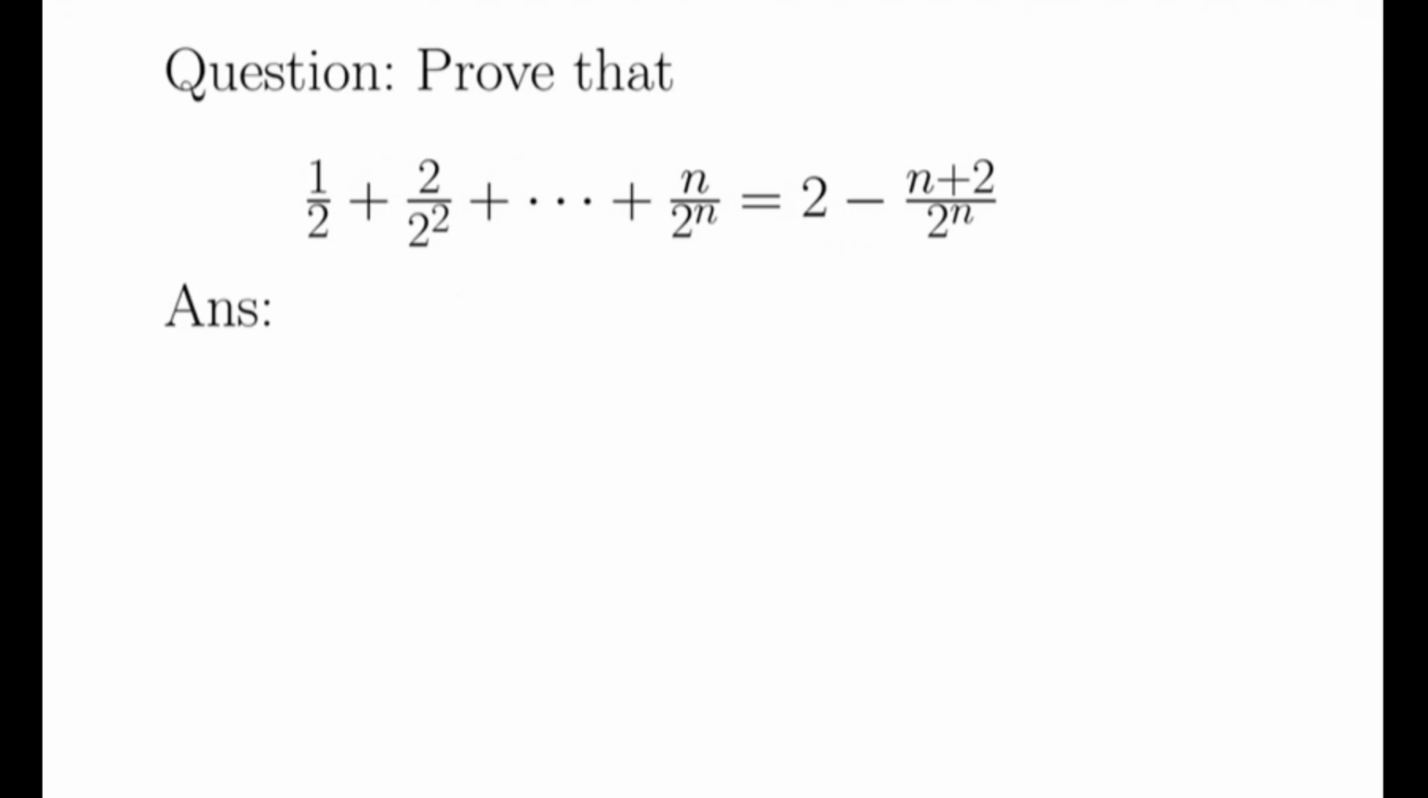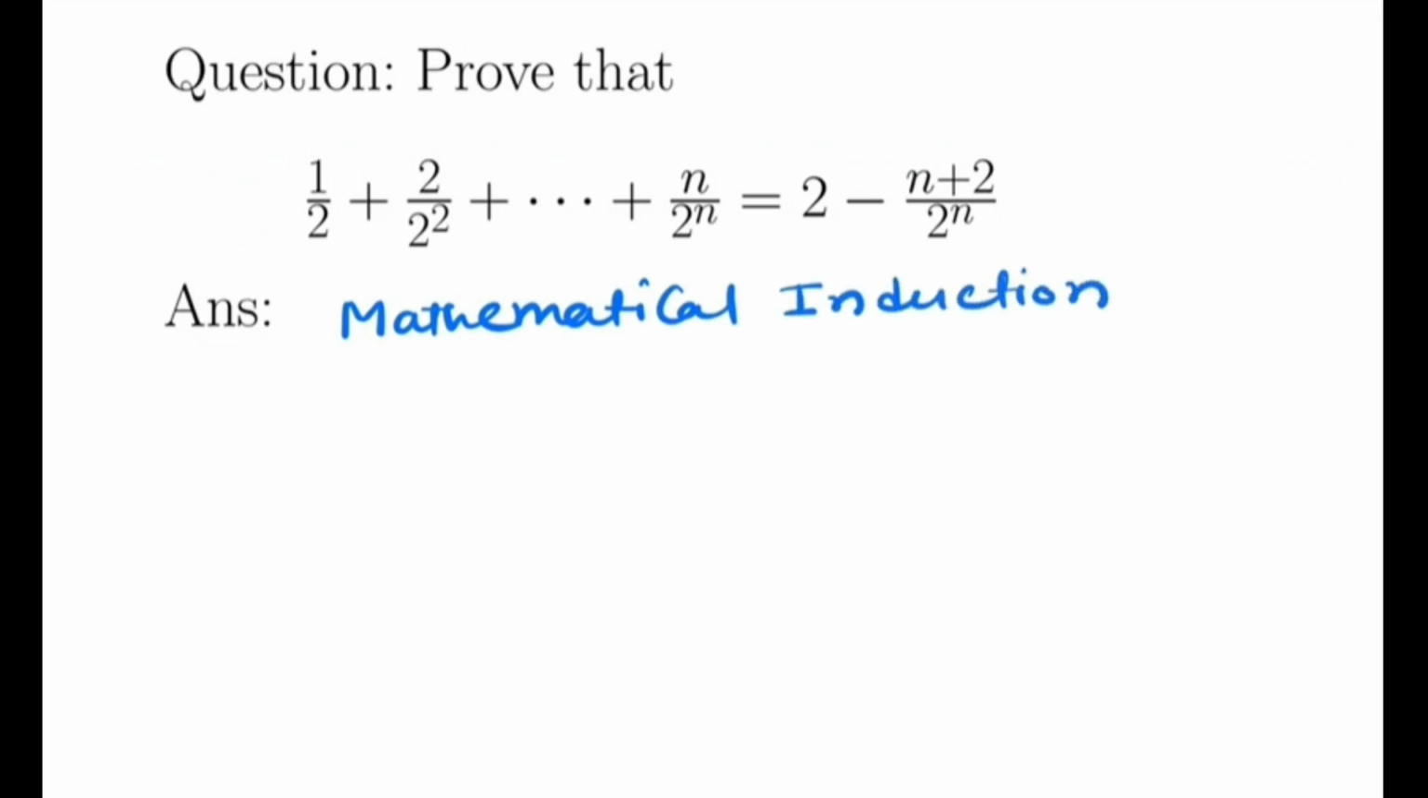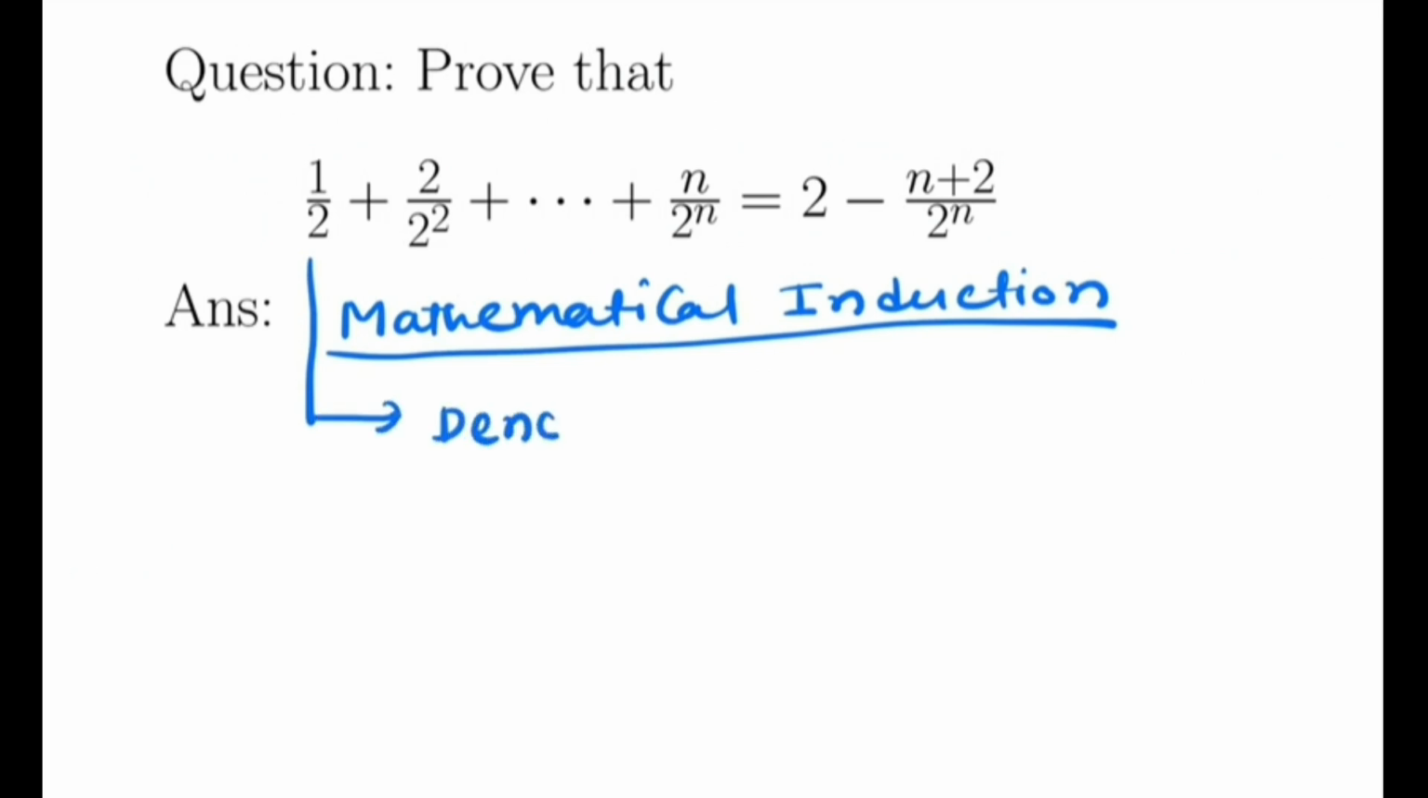In this video, we will prove a very interesting identity, which is 1/2 + 2/2² + ... + n/2ⁿ = 2 − (n+2)/2ⁿ. So we will prove this by using mathematical induction. First, we denote the statement by P(n). Okay. So first, try to prove the case for n equal to 1.